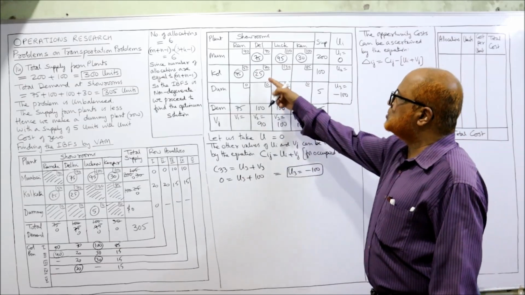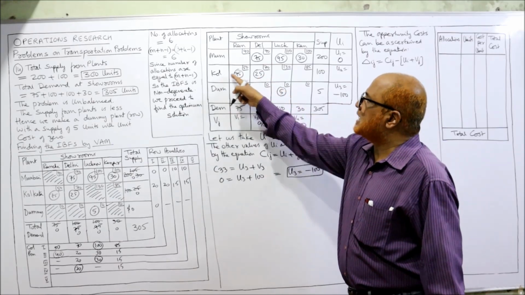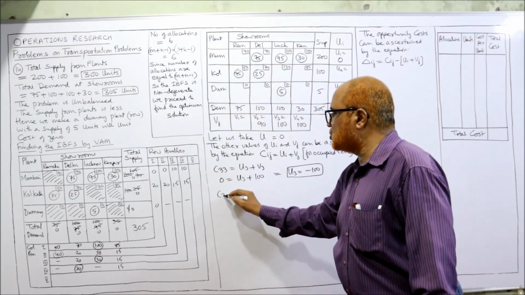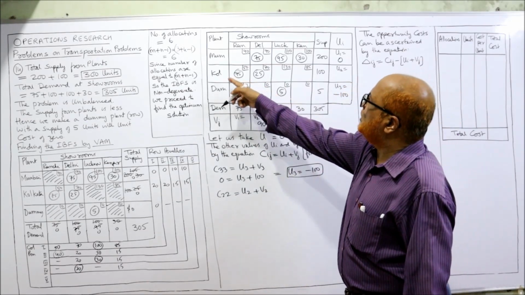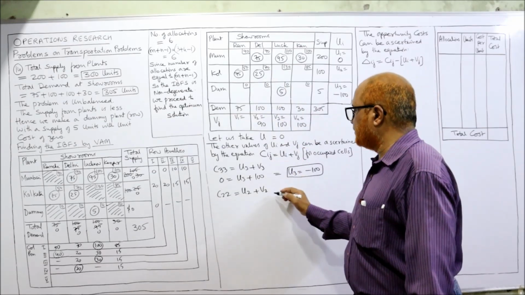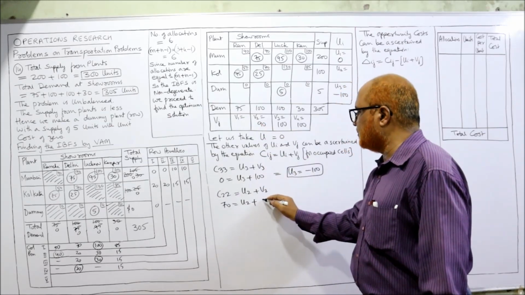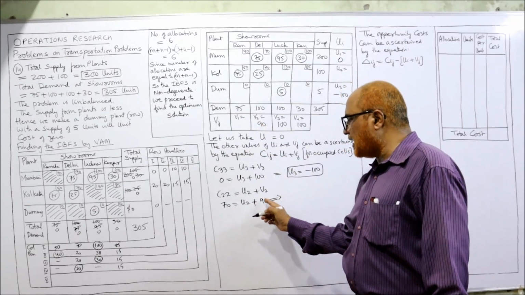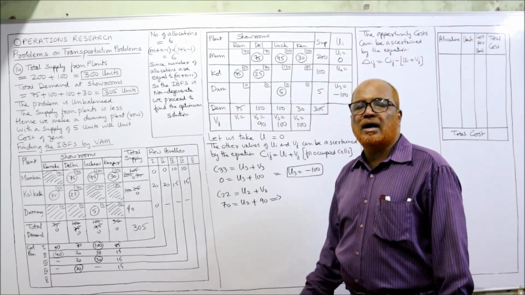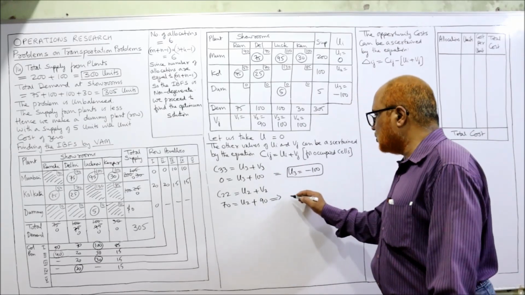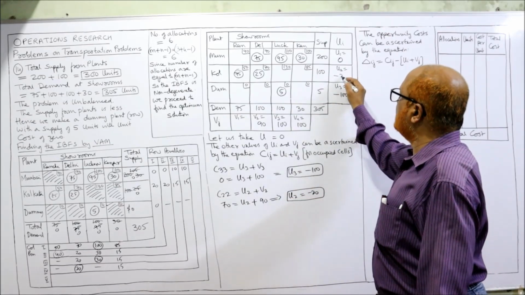Now we'll use this cell to find U2. What is the location of this cell? Second row, second column. So C22 equals U2 plus V2. C22 is 70. So 70 equals U2, which we don't have, plus V2, which we have as 90. Now take this 90 to the left hand side, so plus 90 will become minus 90. 70 minus 90 is minus 20. So U2 is equal to minus 20. Another value we got.